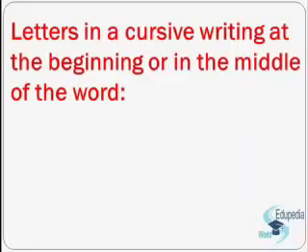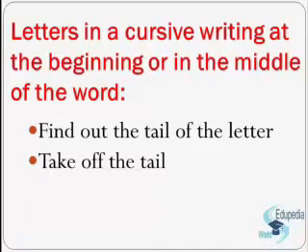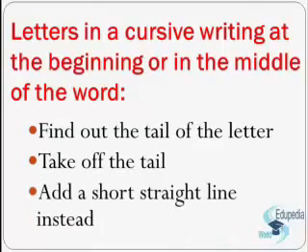So, how to write letters in a cursive writing at the beginning or in the middle of the word. First, you have to find out the tail of the letter. Second, you have to take off the tail, and then you have to add a short straight line instead if there is no short straight line.